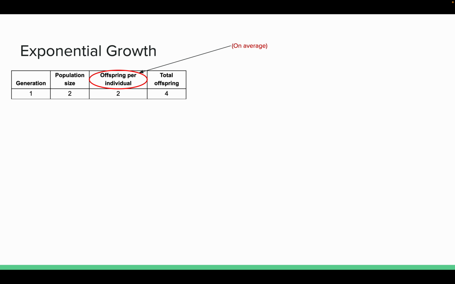And we've got here the next column, offspring per individual. So that's how many offspring these two individuals are going to produce each, and this is going to be on average. So this will be an average that we already know based on the species. So obviously different species are going to have different reproductive outputs. And this is offspring per individual, so per one of these. So what we need to do is multiply these together. So 2 individuals times 2 offspring each, and that equals 4 total offspring.